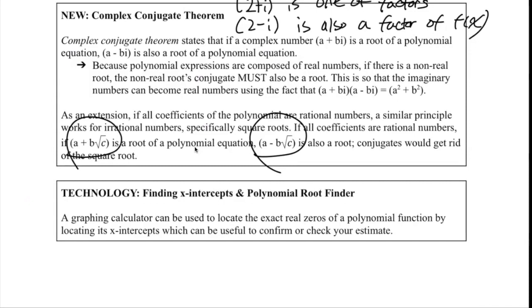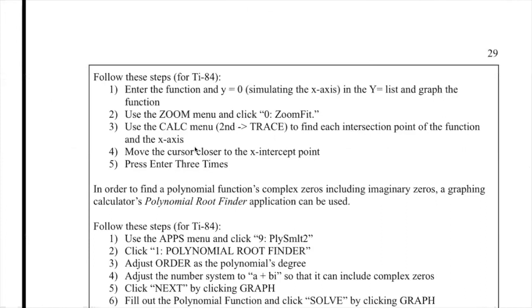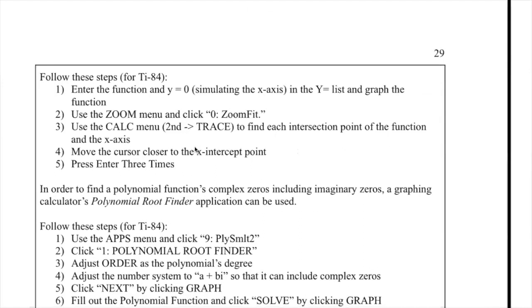the TI-84. The graphing calculator can be used to locate the exact real zeros of a polynomial function by locating its x-intercepts, which can be useful to confirm or check your estimate. So first of all, how to find x-intercepts? You're going to enter the function. If you take a look at your TI-84 calculator, there is a Y= button at the top left of your calculator. Click that and enter the function that you have, and also enter y equals 0 so that you're simulating the x-axis. And then you're going to graph the function.